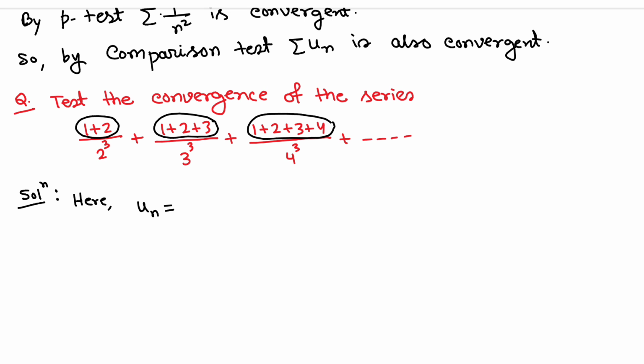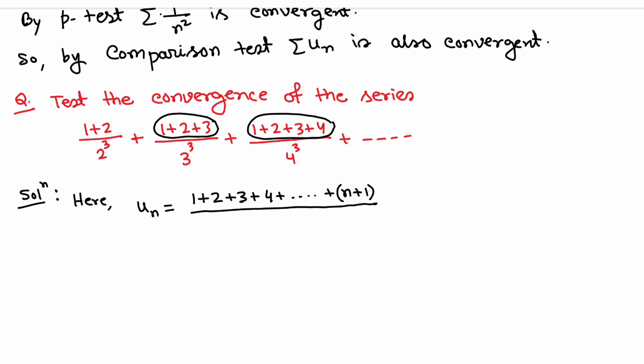So for the nth term, what will be the numerator? n equals 1, it is ending at 2. n equals 2, ending at 3. n equals 3, ending at 4. So when n equals n, it will end at n plus 1. So this will be 1 plus 2 plus 3 plus 4 plus dot dot dot plus n plus 1. Clear? Divided by.